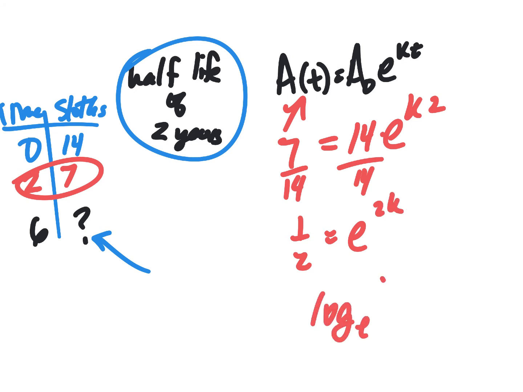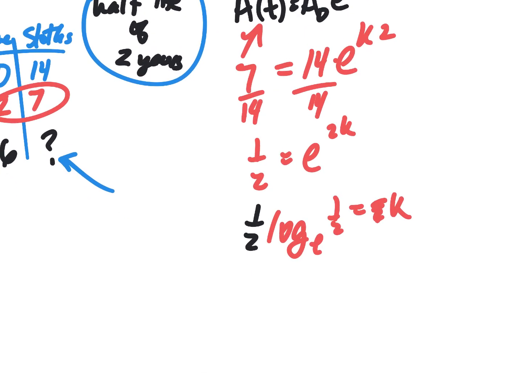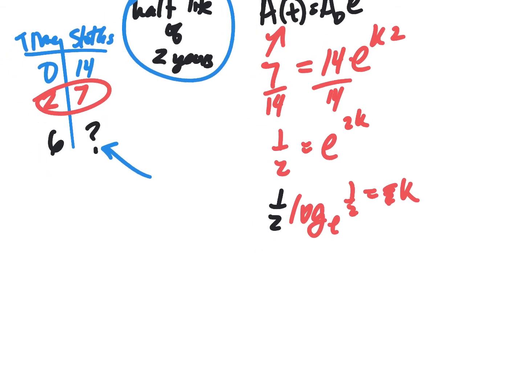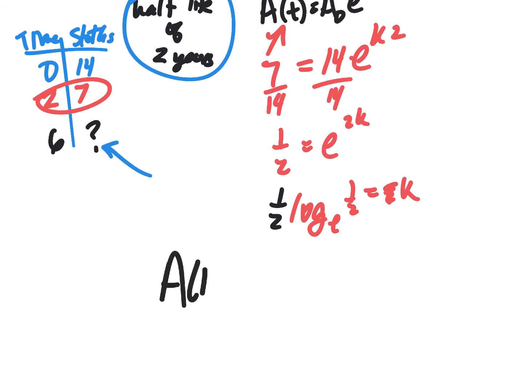Log base e of 1/2 equals 2k. You get the 2 out of there by multiplying both sides by 1/2. There, 1/2 log base e of 1/2. Raise your hand if you had that one right. Awesome. Then you go on to rewrite the equation out again with a of t.